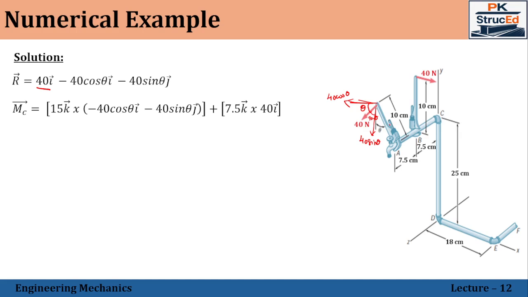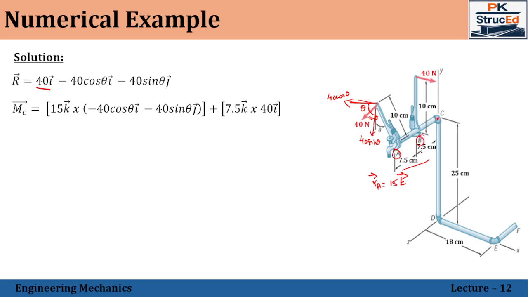Let me start with the wrench at A. We are calculating the moment about the point C. The displacement between point A and point C is 7 plus 7.5 plus 7.5, which gives 15. So for A, RA will be 15, acting along the Z direction, therefore it will be the K vector. The force is acting at A and we are taking the moment with respect to C, which is why it is 15 K vector, positive.